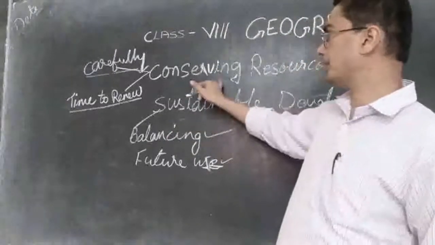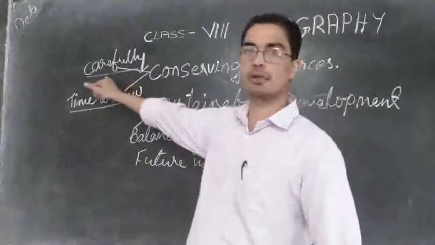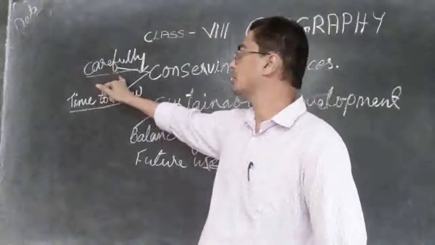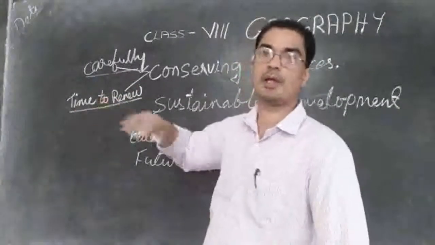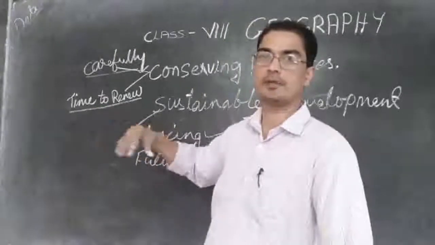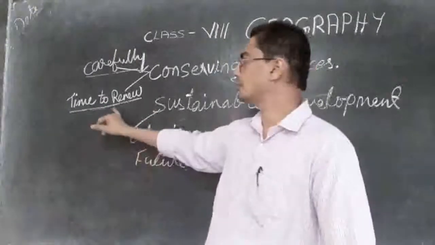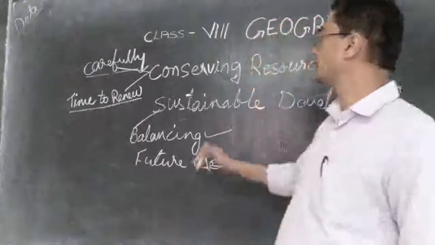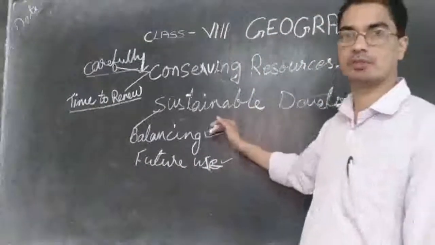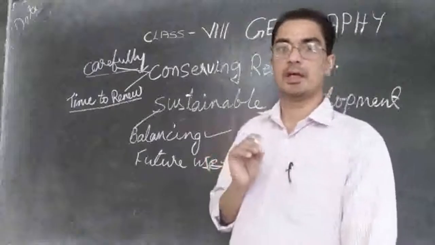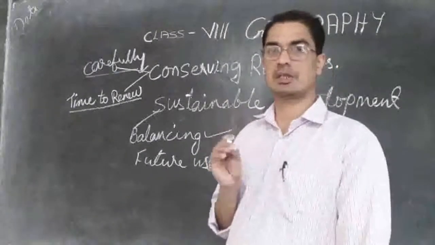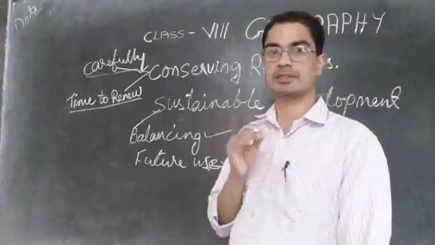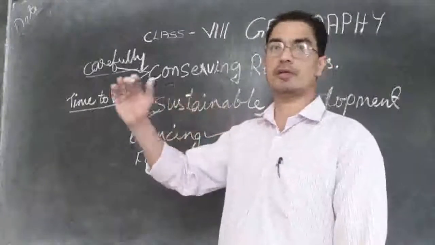So conserving the resource means we use them very carefully, and also instead of continuously using, we give them some break sometimes so that they will get renewed again. Then sustainable development. Every development that every country takes should be sustainable, not destroying also. Sustain means should continue the development.